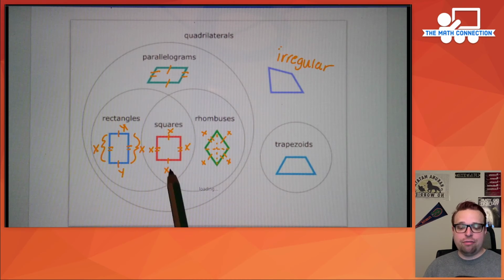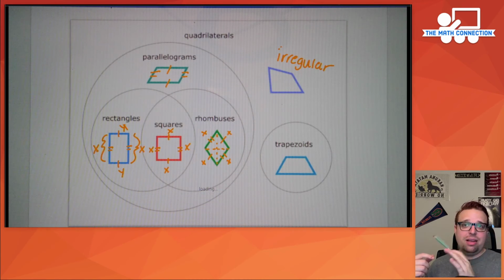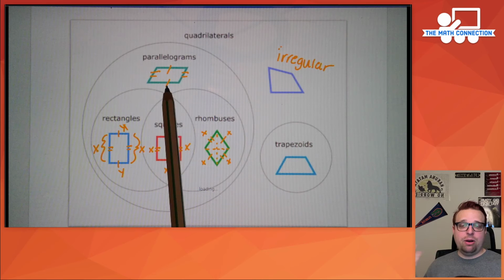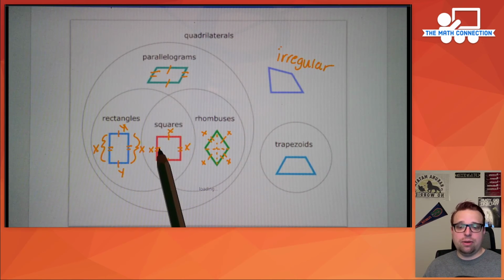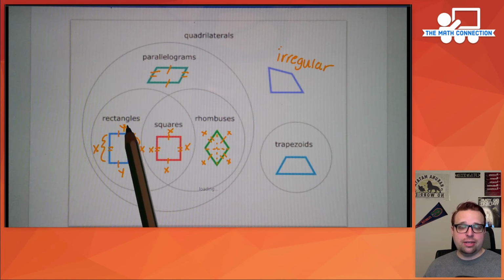I could also say every square is a parallelogram, right? Parallelograms are quadrilaterals. They have four sides. And then the two opposite sides on the top and bottom are parallel. And then the two opposite sides on the left and right are parallel. And the same is true for squares, right? So a square is a parallelogram. Okay, and that's true. That's the only criteria, right? It has to have four sides, and it has to have two pairs of parallel sides.